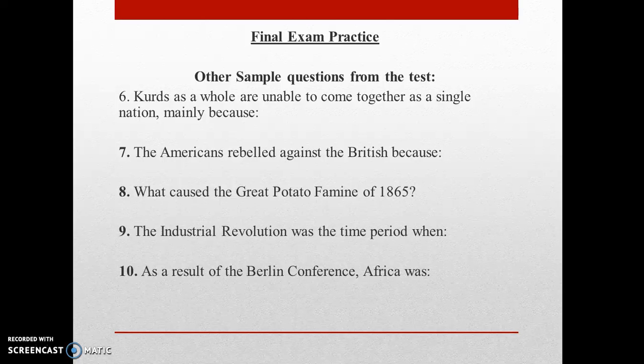So again, you will be given multiple choice answers, so feel free to look up the correct answer, and then you're going to be confident that you're going to get the right answer because you've already answered this ahead of time. So what caused the Great Potato Famine of 1865?